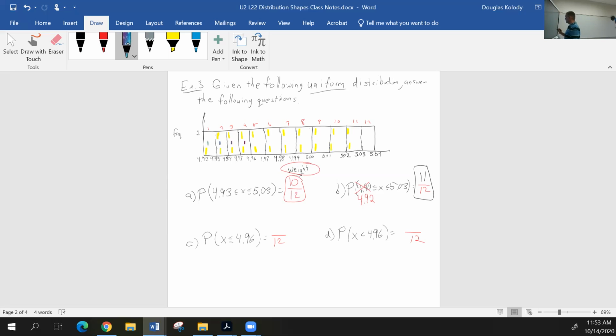That's exactly what it would be. That would be 4 rectangles out of 12. Then we come to the last question. What's the probability of being less than 4.96?